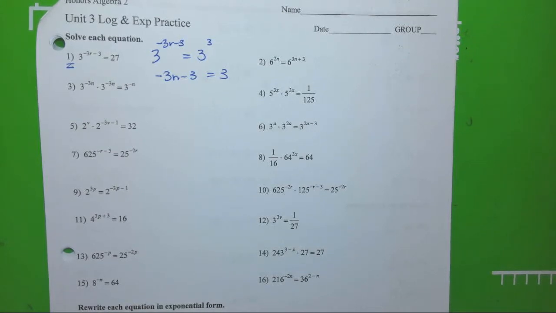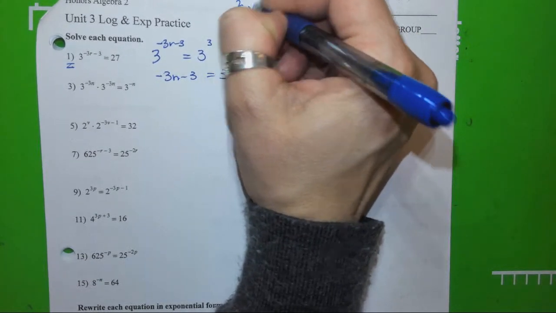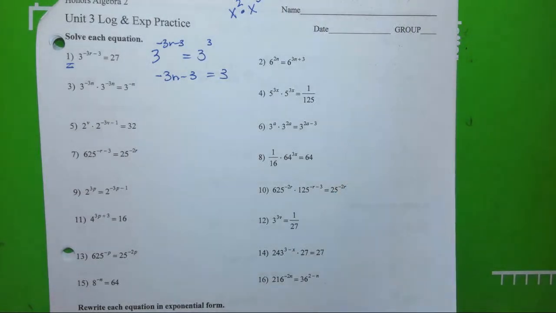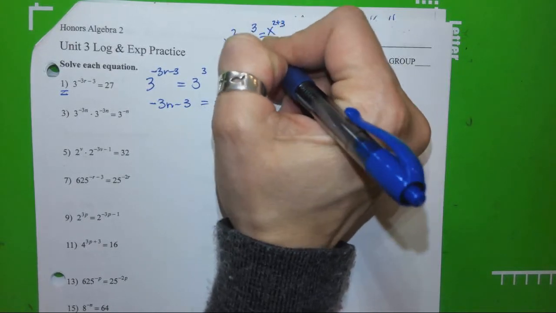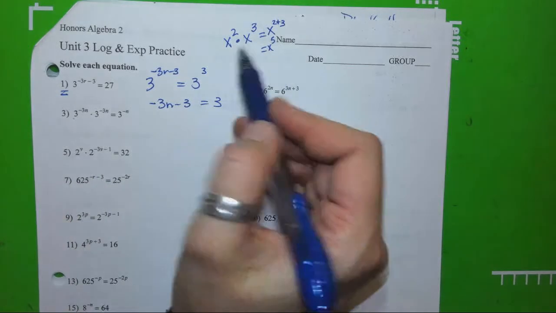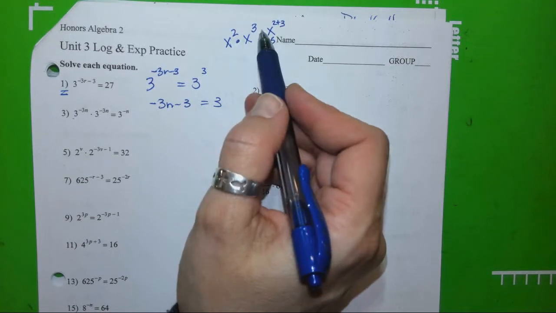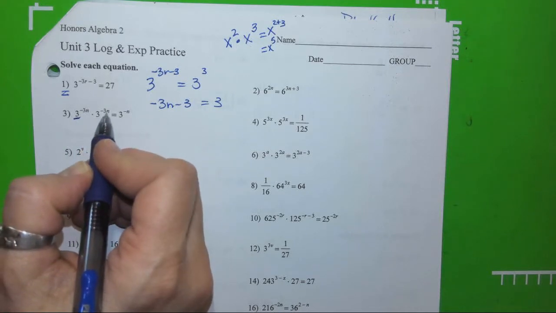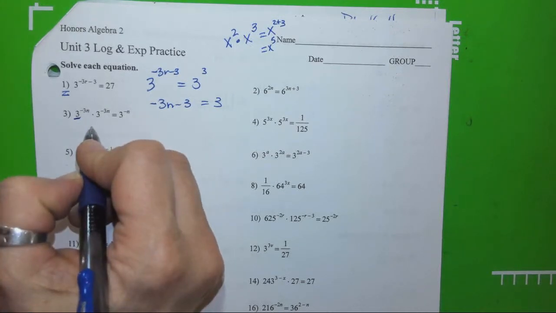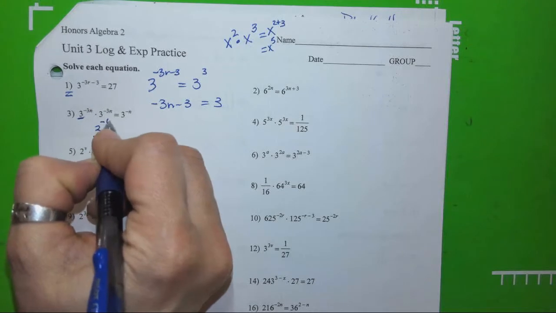Okay. Number 3 looks a little different. This isn't like any of the examples we did before. So, how would you handle x squared times x to the third? That would give you x to the 2 plus 3, or x to the fifth, right? Well, did you change the base when you did that? No, the base stayed exactly the same. I just messed with the exponents. So 3 to the negative 3n times 3 to the negative 3n would give me what? 3 to the negative 6n.